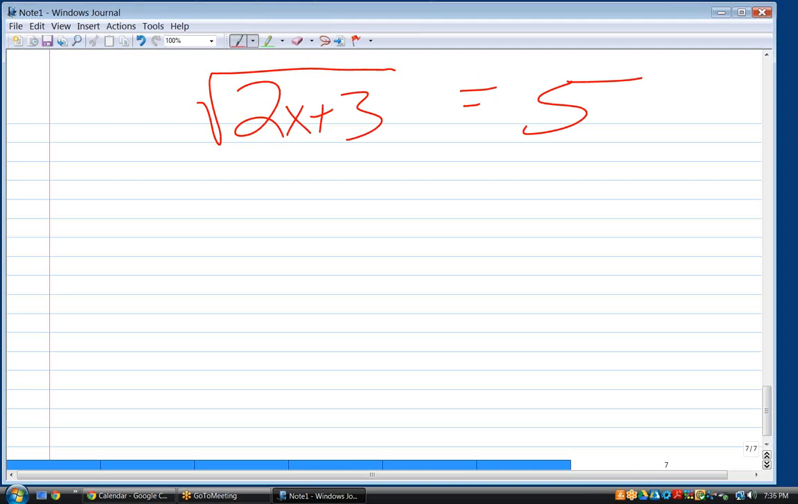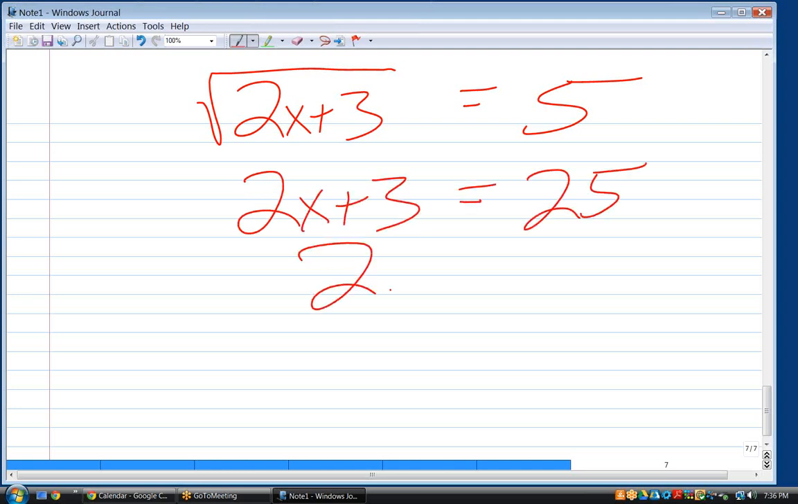Okay. What's my first step? I'm trying to isolate x. Square both sides. What's the next line? 2x plus 3 equals 25, which makes 2x equal 22, x equal 11.